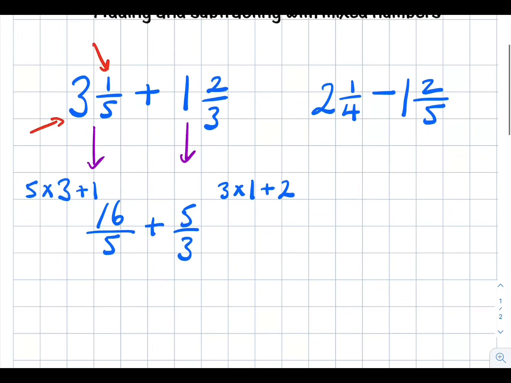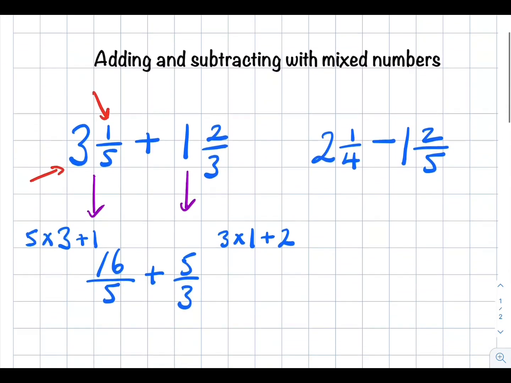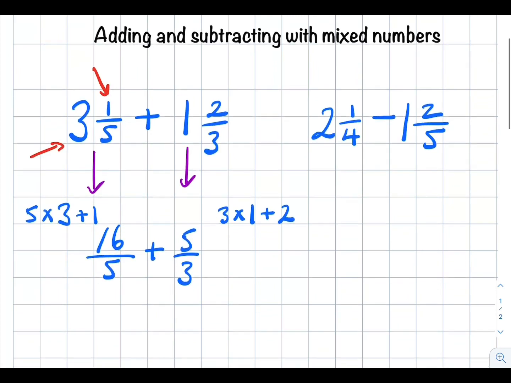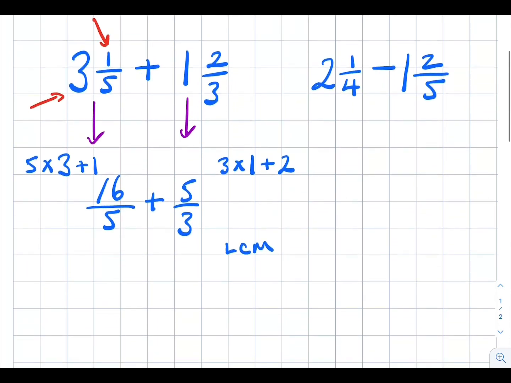Okay, and then we do what we did in the earlier video. If you remember, we looked at adding and subtracting with different denominators. The concept is the same. So at this stage we're looking for the lowest common multiple of 3 and 5. That would be 15, because when you look at the 5 times table and the 3 times table, you will see 15 in both.